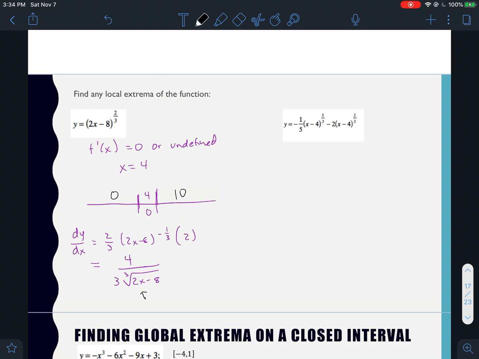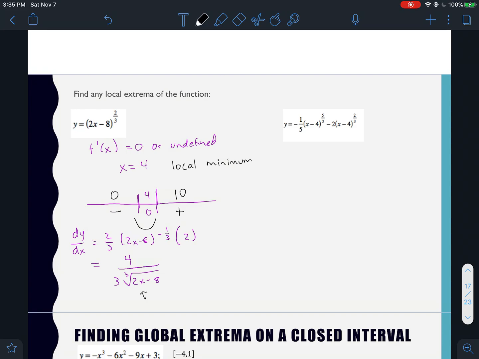So we will test it at 0 and 10. If I took 0 and plugged it in right here, I would get 2 times 0 minus 8. So I would get the cube root of -8, which is negative. And so 4 over 3 times negative, those would give me negative numbers. If I took 10 and plugged it into the derivative, I'd get 2 times 10, so 20 minus 8 would be 12. If I took the cube root of 12, I'd get a positive number, and everything else is positive, so I'd get a positive. So my derivatives went from negative values to positive values.